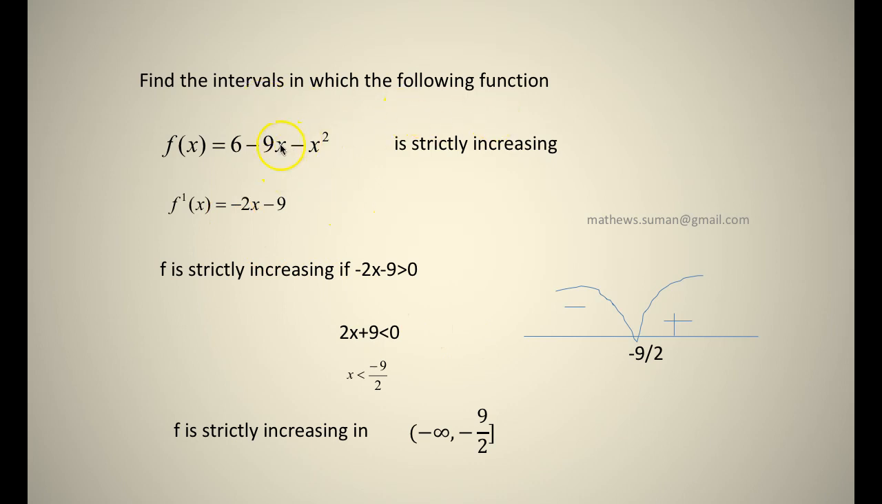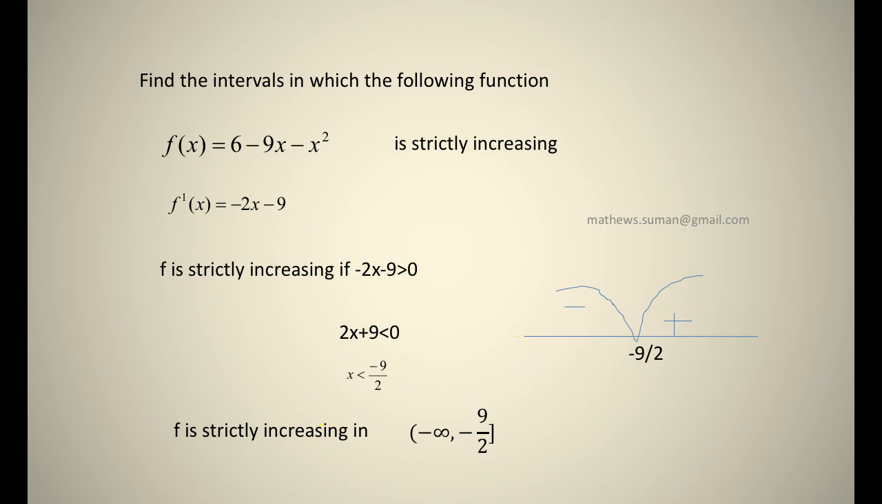Find the intervals in which the function f(x) equal to 6 minus 9x minus x squared is strictly increasing. f dash x would be minus 2x minus 9. f is strictly increasing if minus 2x minus 9 is greater than 0, that is f dash x greater than 0. That means 2x plus 9 less than 0, multiplying by minus 1. So greater than becomes less than, or x is less than minus 9 by 2.